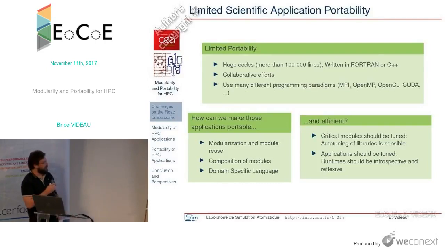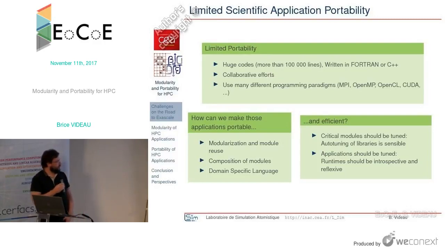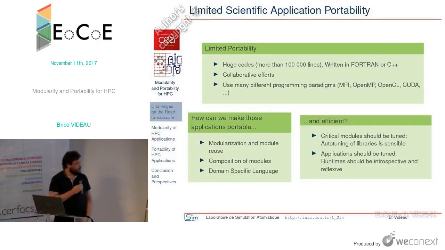And the question is, how can we make this application portable? So what I will be talking about today is modularization and module reuse, composition of those modules in order to build an application from basic building blocks, maybe using a domain-specific language. So this is for the portability part. And the second part is getting those things efficient. So I will be talking a bit about what we think of autotuning for libraries and how runtimes can help you tune the application at the top level.